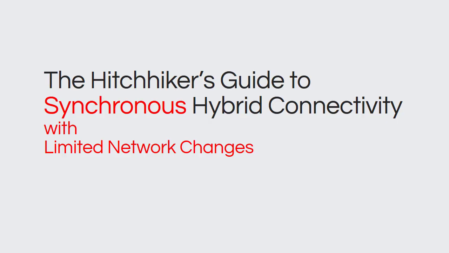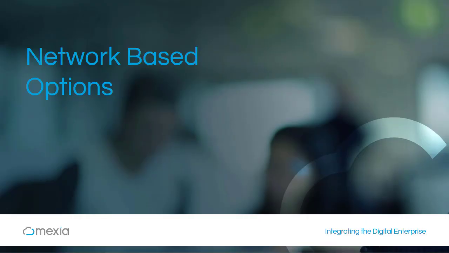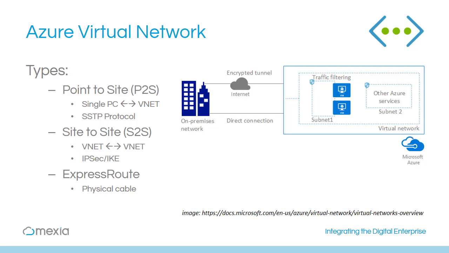So really, a better title for the talk probably would have been this, but it doesn't sound anywhere near as catchy. So when we talk about hybrid connectivity solutions, we can basically sort them into two different categories. The first category would be those that are based on networks, like VNets, and the others are ones that don't require any particular changes to your corporate network. So we'll start with the network-based options first.